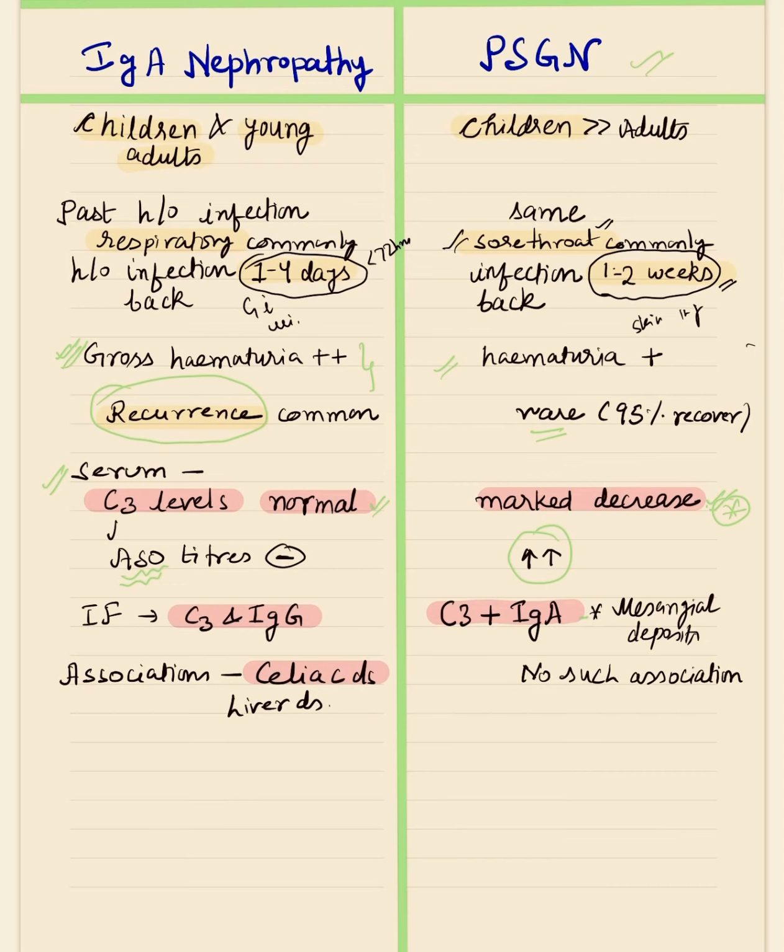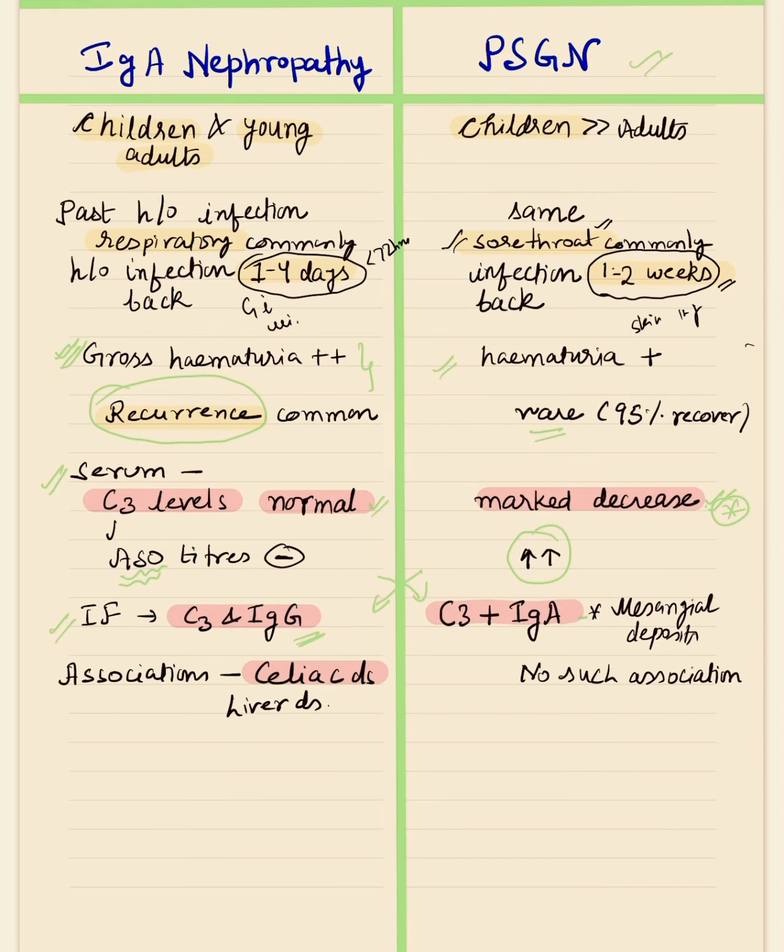Then next is immunofluorescence. In PSGN, in the immunofluorescence you will have deposits of C3 and IgG, and these deposits are seen in the subepithelial location, while in IgA nephropathy there are C3 and IgA deposits, which will be seen in the mesangium. So this is important for IgA nephropathy.